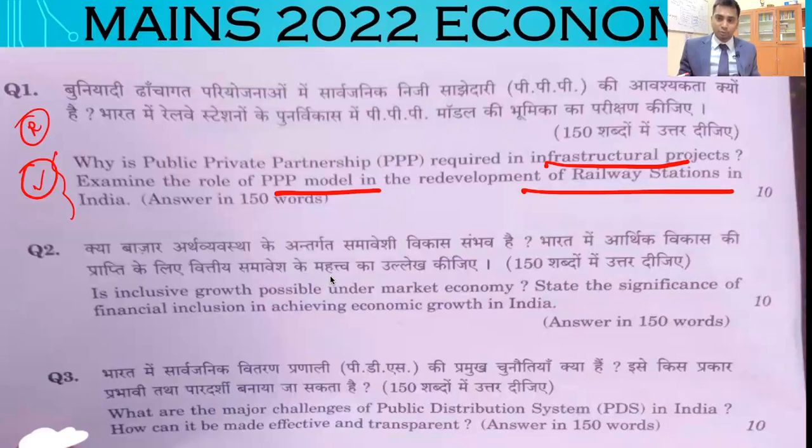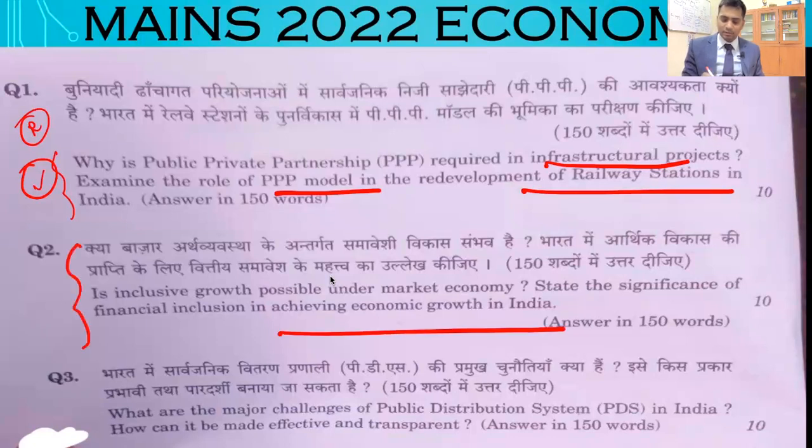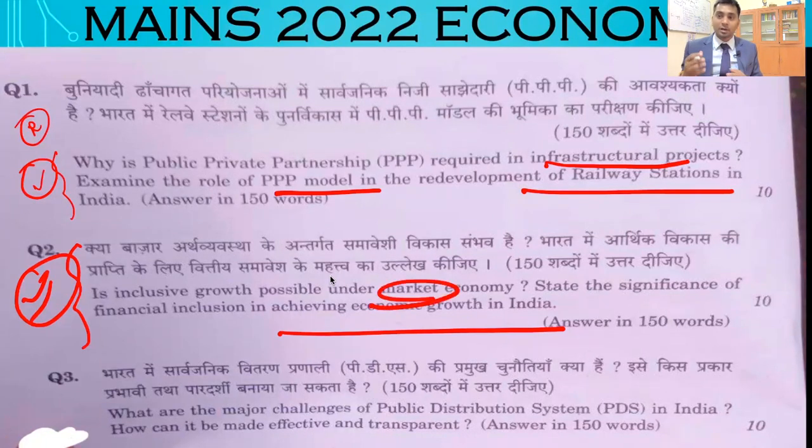First question is a repetitive question. Is inclusive growth possible under market economy? State the significance of financial inclusion in achieving economic growth in India. Again, a previous year question. In the last 10 years, they asked this question 2 times, and I said inclusive growth is one thing that they asked, and definitely this is the same question. One time they asked it like this: is inclusive growth possible in a capitalistic economy? Now they changed that word to market economy, and they asked how the financial sector.